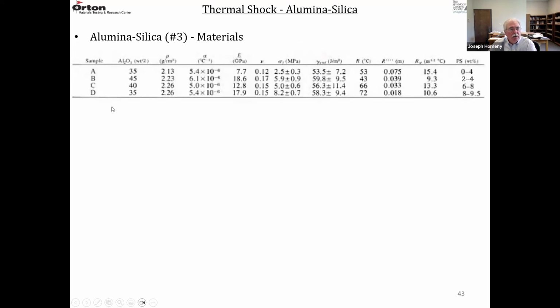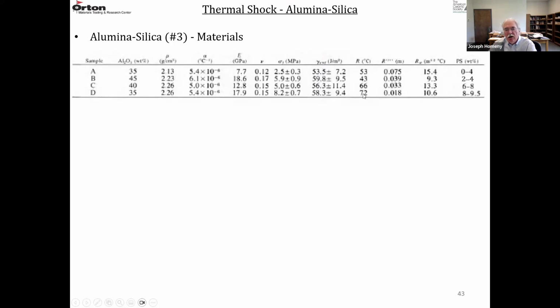There are 4 samples, A, B, C, and D. These are the alumina contents from 35 to about 45% alumina. They measure the density. The thermal expansion coefficients for fire clays are pretty low. These are around 5 or 6 times 10 to the minus 6 per degree C. They measured the Young's modulus in GPa. There's quite a range here. Poisson's ratio around 0.15. This is fracture strength in megapascals, and that's quite variable also. They measure the work of fracture in joules per meter squared. These are all pretty similar.